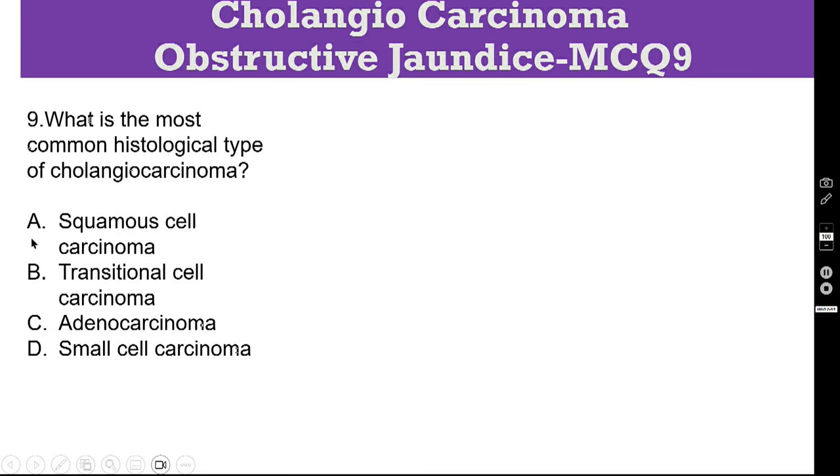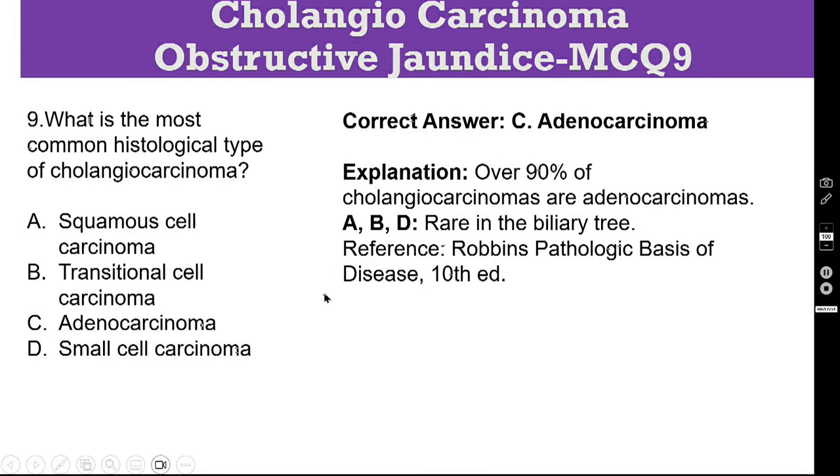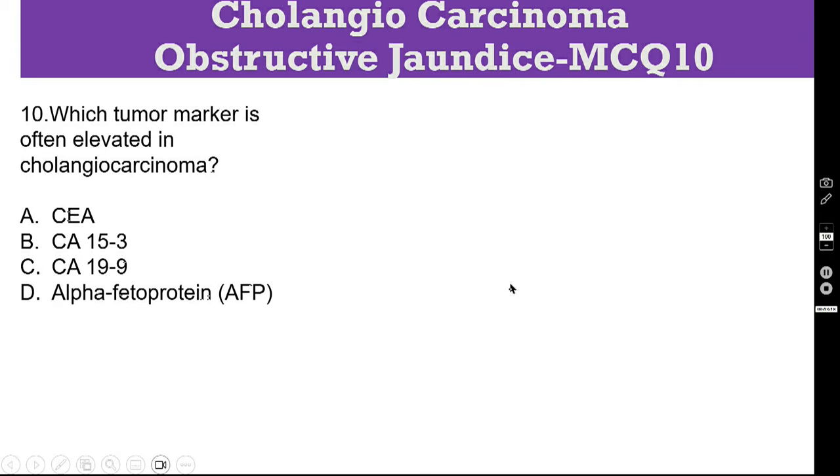A, squamous cell carcinoma, B, transitional cell carcinoma, C, adenocarcinoma, D, small cell carcinoma. Of course, the correct answer is C, adenocarcinoma. Explanation: over 90% of cholangiocarcinomas are adenocarcinomas. All the other answers A, B, and D are rare in the biliary tree. Reference: Robbins' Pathologic Basis of Disease, 10th edition.